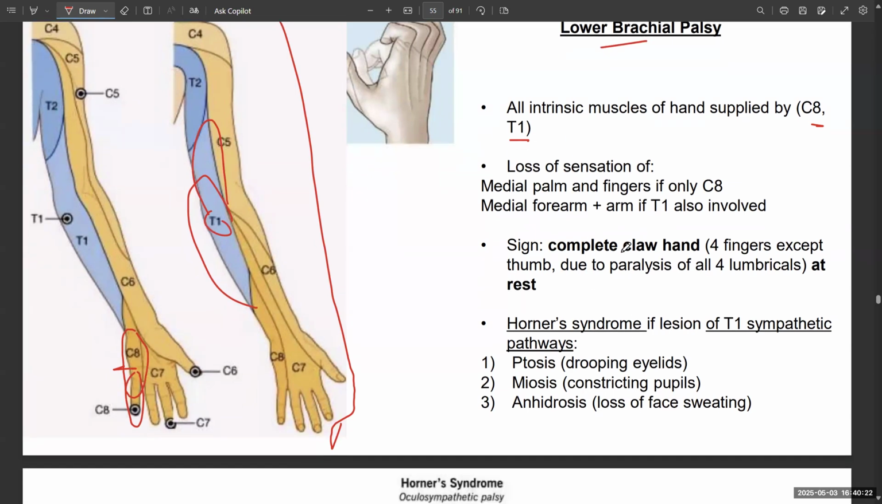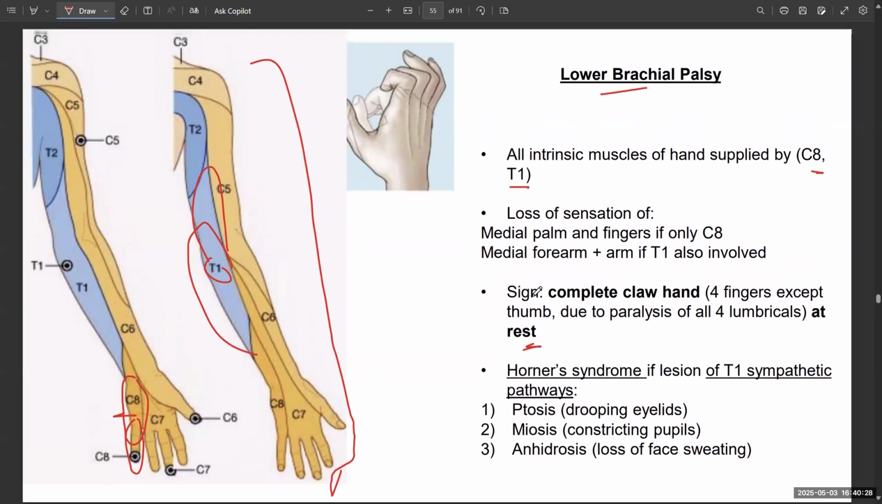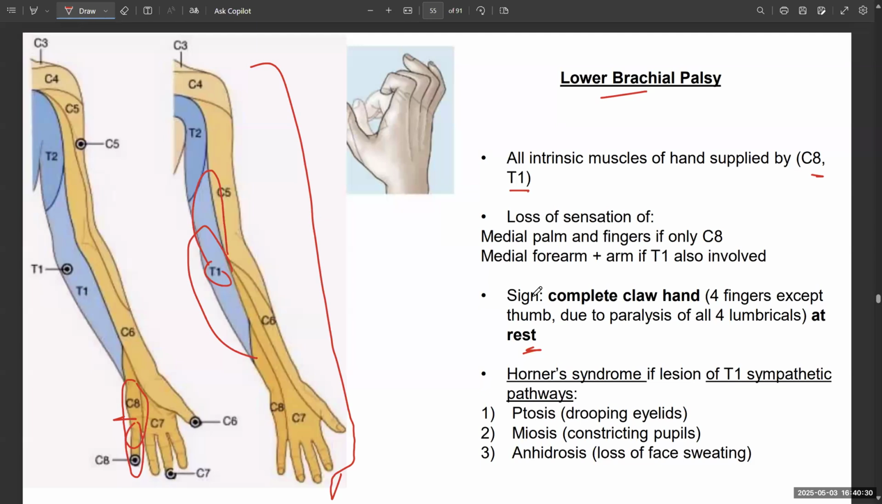The sign is a complete claw hand, 4 fingers except the thumb, due to paralysis of all 4 lumbricals at rest. Now, if you see a claw hand, you're not asking them to make the claw hand. It's at rest. So if a patient comes to the ER or the exam room and you see that his hand is already clawed, you're not asking him to do anything. That is a sign of lower brachial palsy.